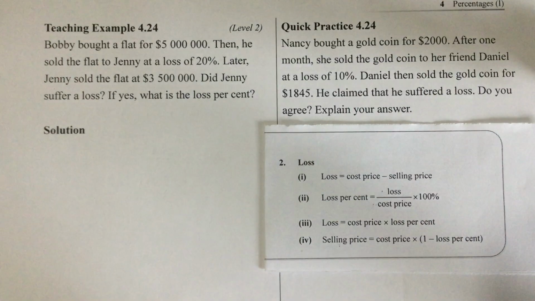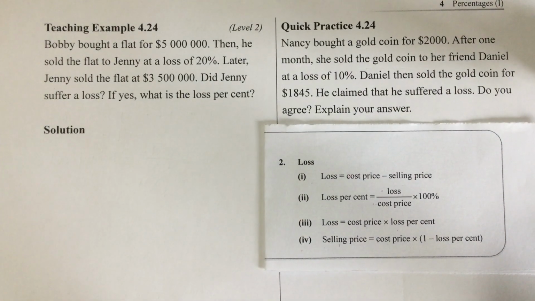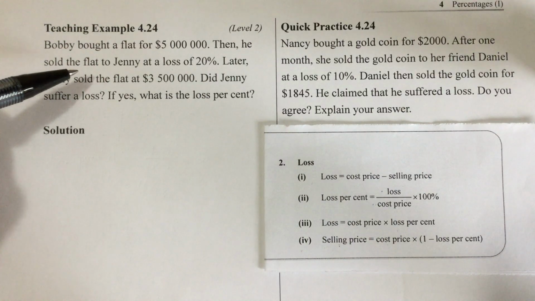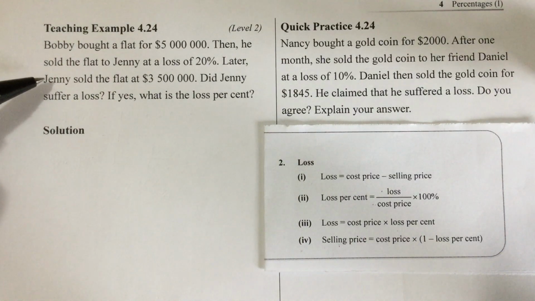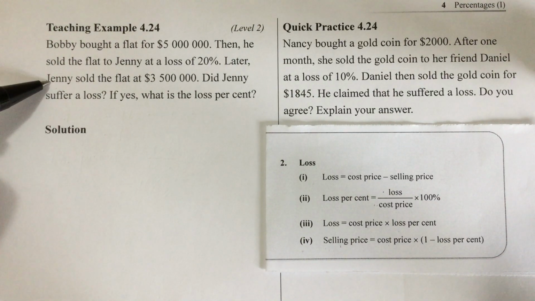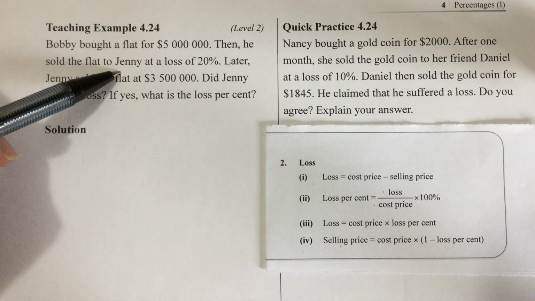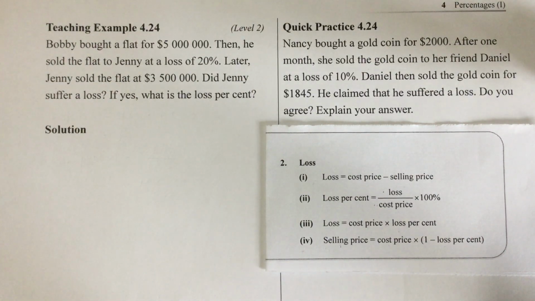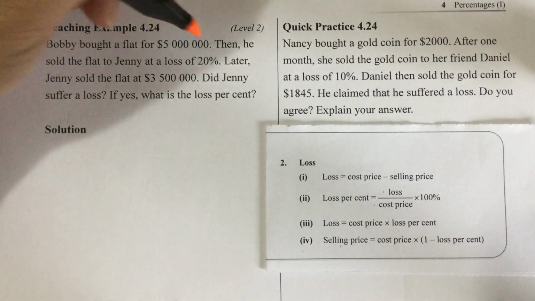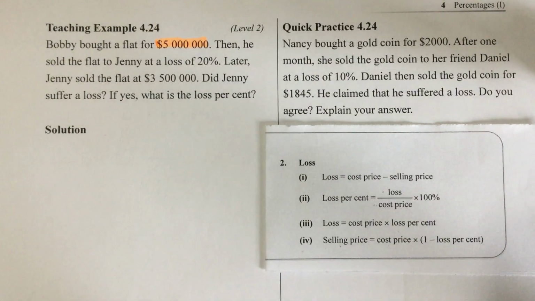Okay, now we are going to calculate something first. We are going to find the selling price from Bobby to Jenny, or the cost that Jenny gets. And then after that, we can count which one has the loss or the profit. So first of all, let's look at the question. Bobby bought a flat for $5 million. So obviously, this is the cost of Bobby.